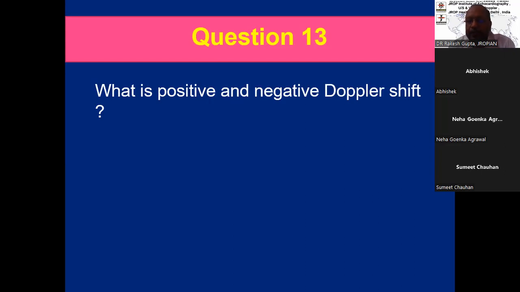Neha, what is positive and negative Doppler shift? It is in relation to the transducer. When the blood flow is towards the transducer, that is above the line, it is positive Doppler shift, and below the line is negative Doppler shift, that is away from the transducer. Example: when we keep our transducer in the apical four-chamber view and we see the mitral valve flow, it is a positive Doppler shift. Aortic flow is a negative Doppler shift.